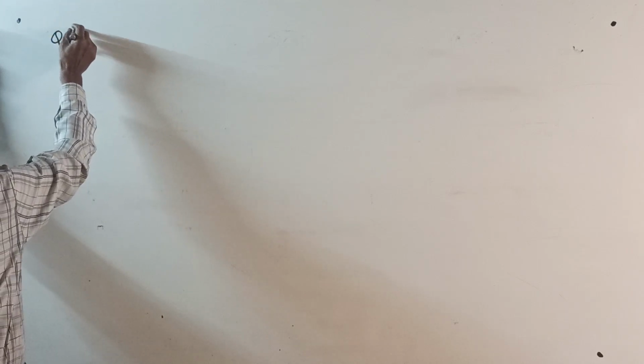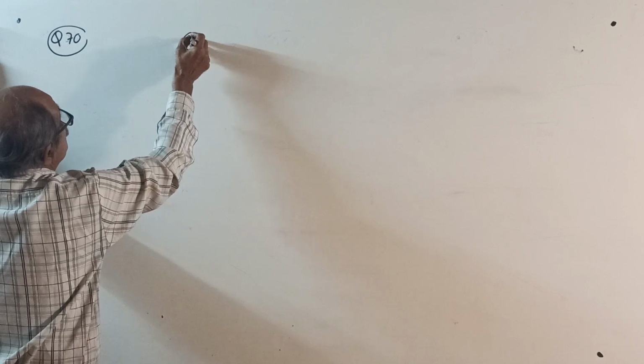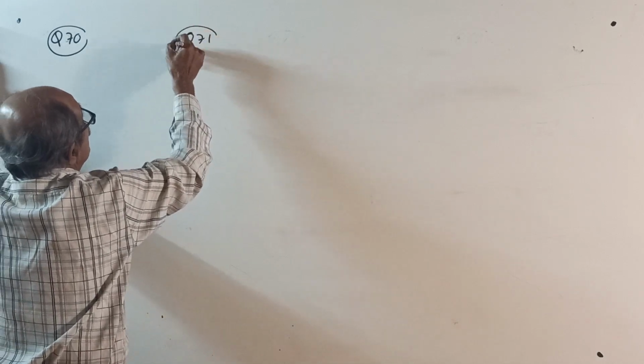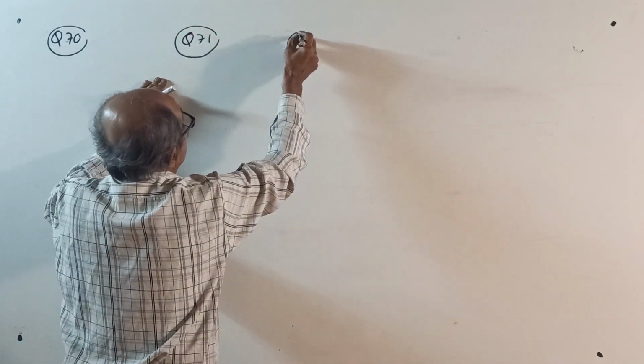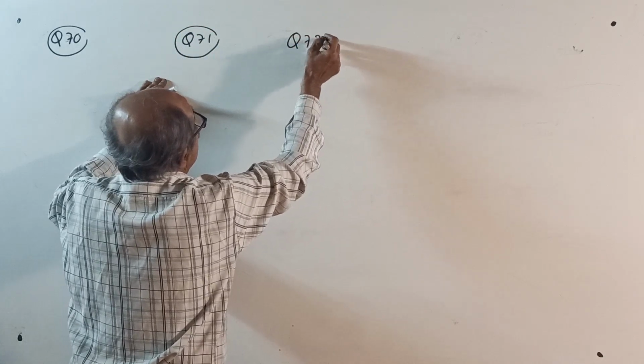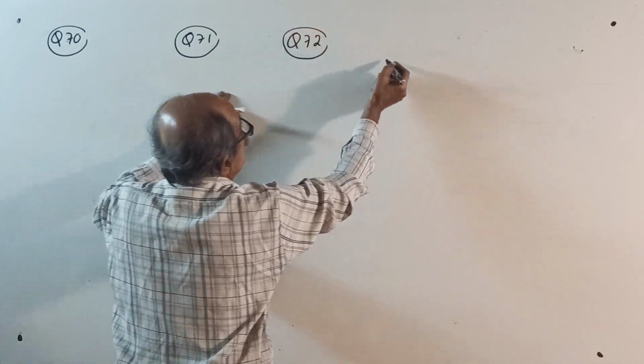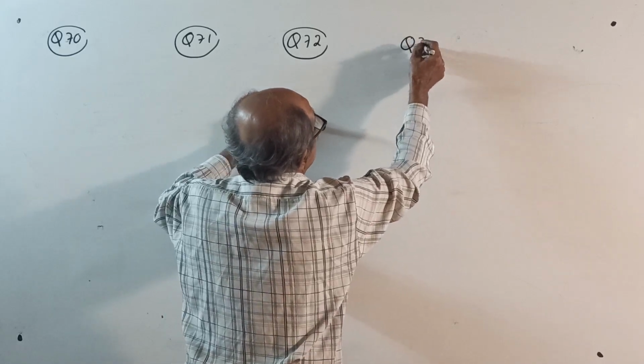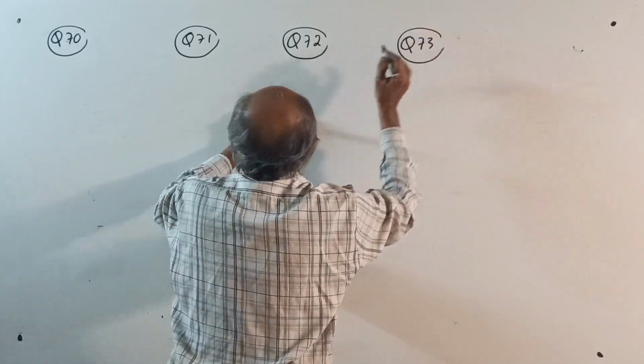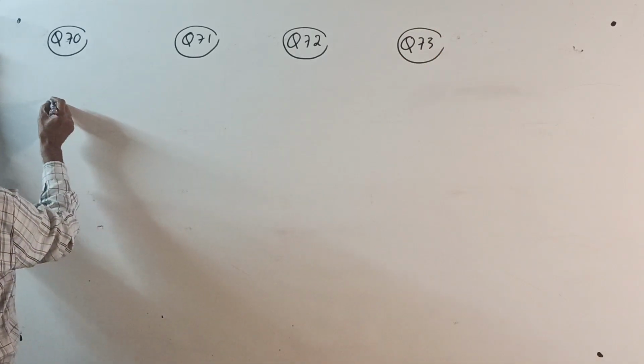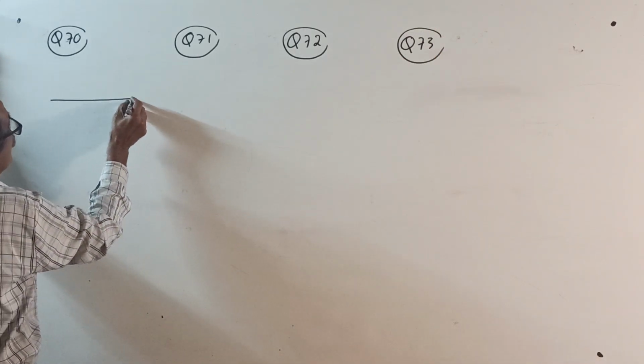Question 70, question 71, little closer, question 72, little more, question 73. More questions I will solve. Question 70, left overhang.